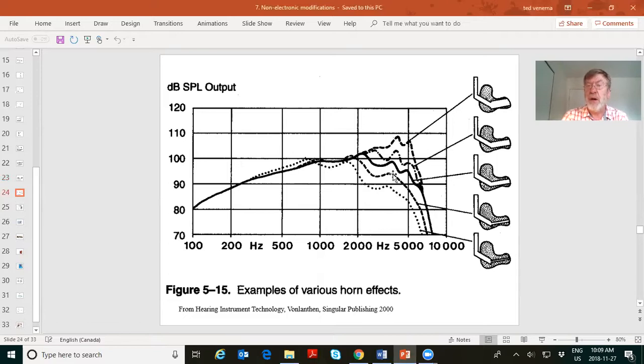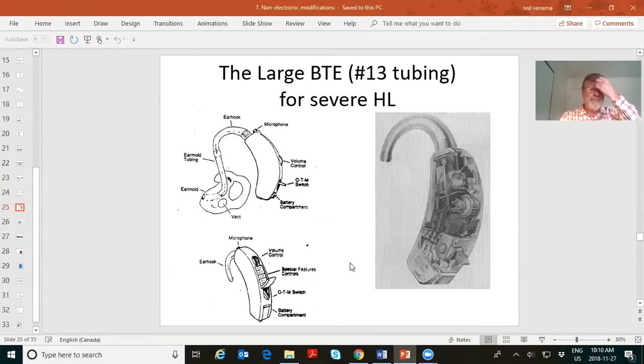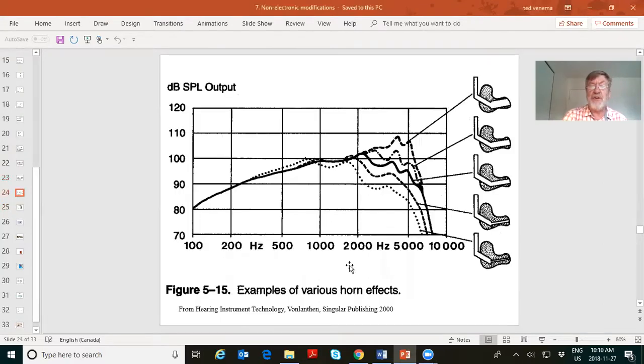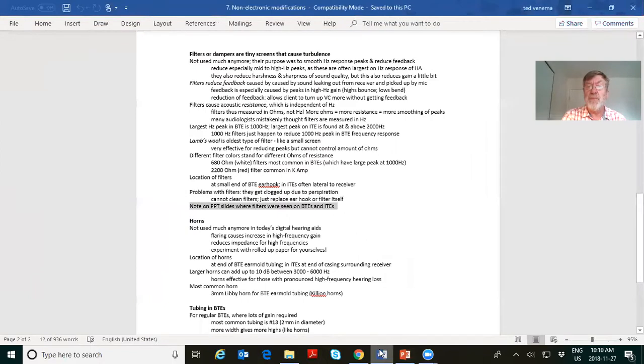Okay, so these bottom two would be a reverse horn. The middle one is no horn, and the top two are smaller and bigger horns. So basically, looking at that situation here, let's go to our notes. Horns. Not much used anymore. The flaring does increase the high frequency gain. Horns reduce the impedance for high frequencies. Experiment with a rolled up paper for yourselves.